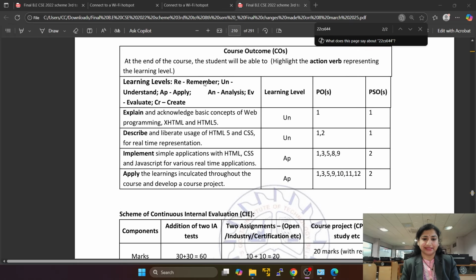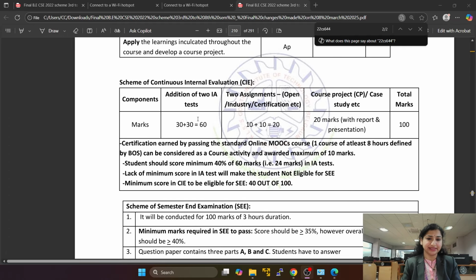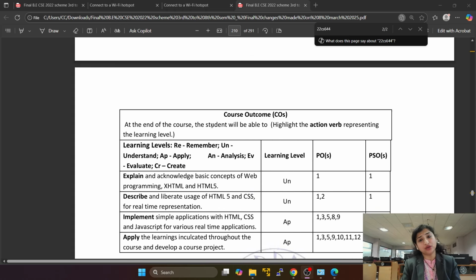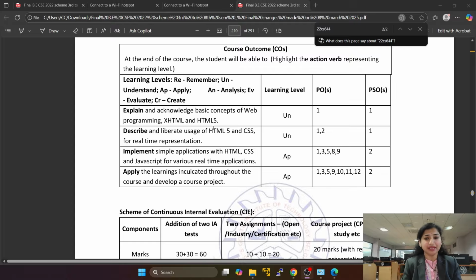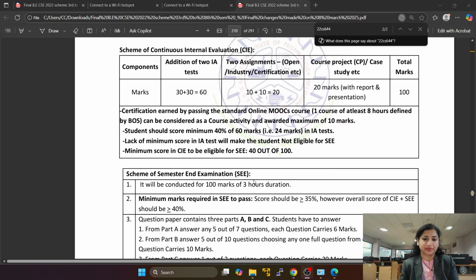The scheme of evaluation is that we will be having two IA tests, CIs of 30 marks each. You will be having two assignments. If you complete a course, that can be considered for 20 marks. And then you will be having a project, where you have to develop a website, and it has to be demonstrated to the faculties. That carries 20 marks.